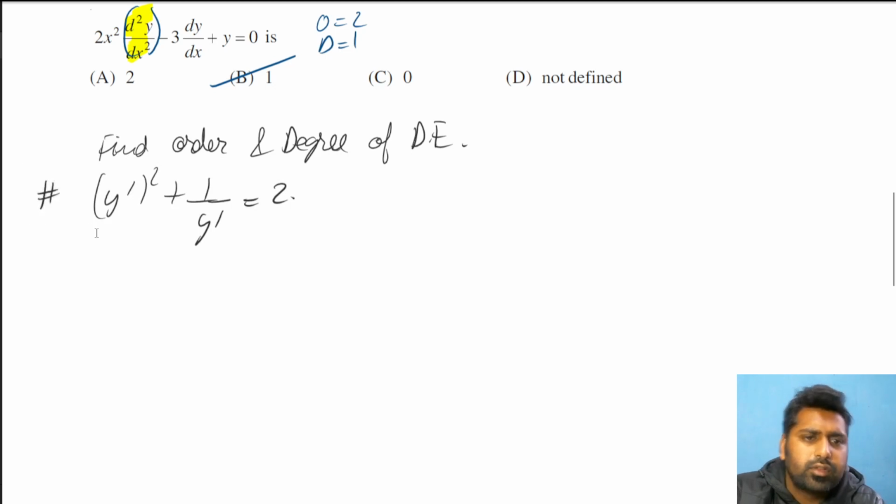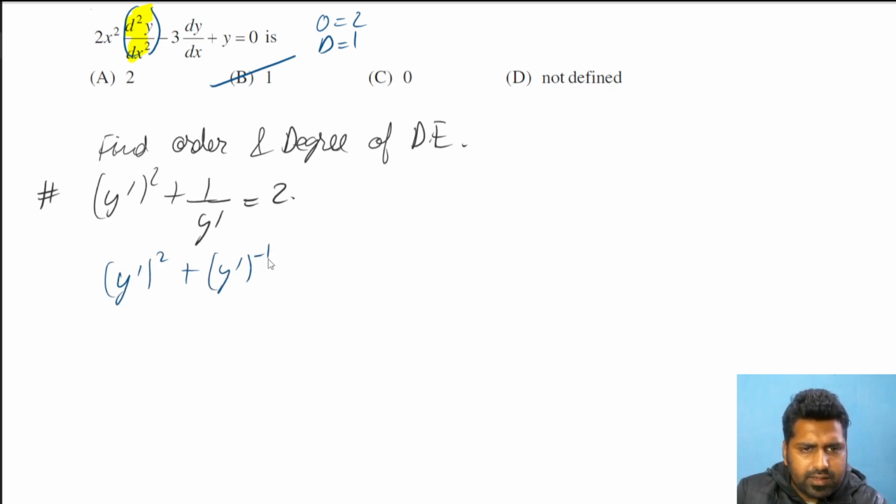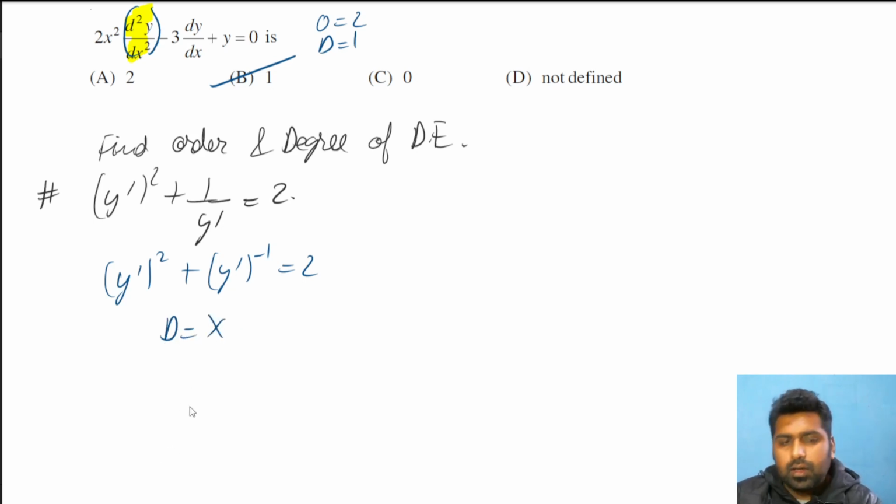All right, first question. If you rewrite this properly, it is y dash whole square plus y dash power minus 1 is equal to 2. I told you y dash, y double dash or anything cannot have negative powers. So by looking at this, whatever is your understanding right now, you'll say degree not defined, right? But see, sometimes we have to manipulate the equation and get the new order and degree. So let's manipulate this.